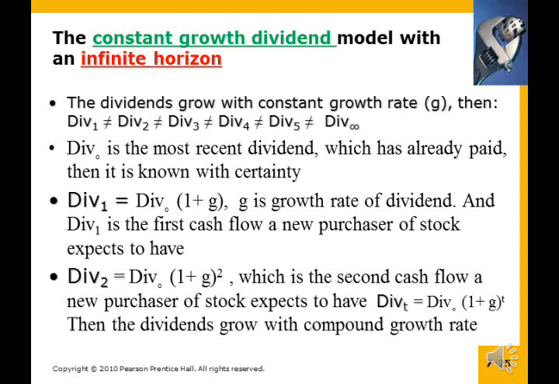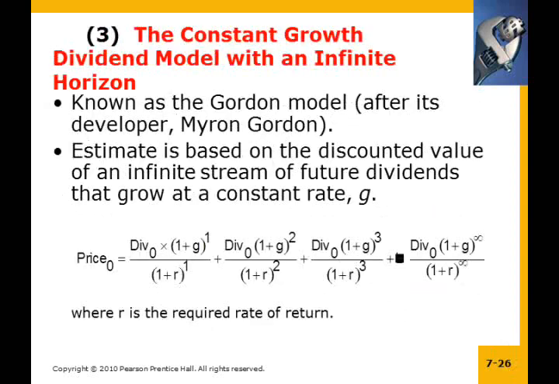طيب يبقى ممكن we can generalize this rule, okay: dividend t equals dividend note 1 plus g to the power t. This model is called the Gordon model, because the developer of this model is Myron Gordon.